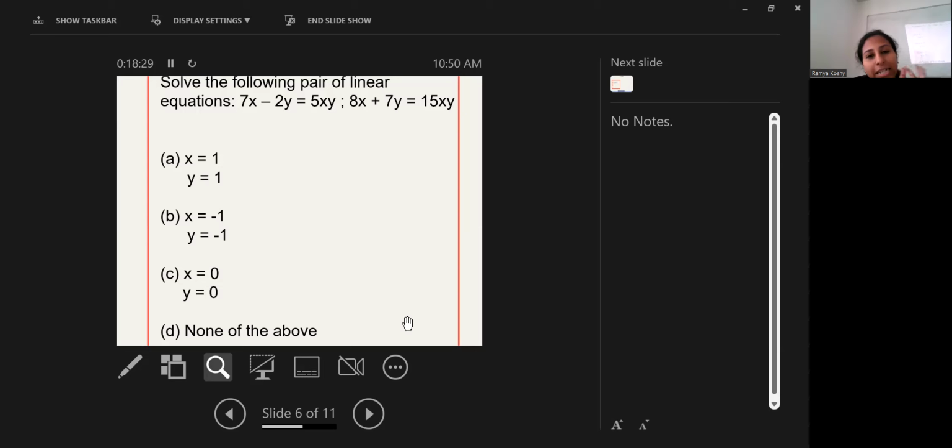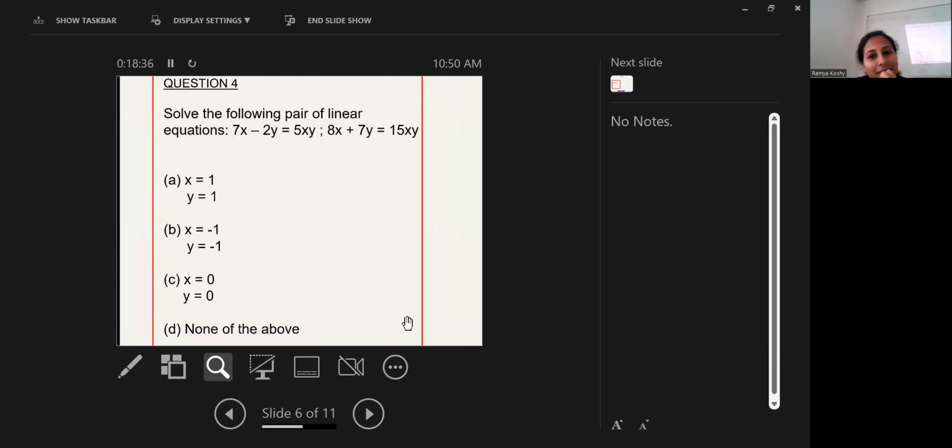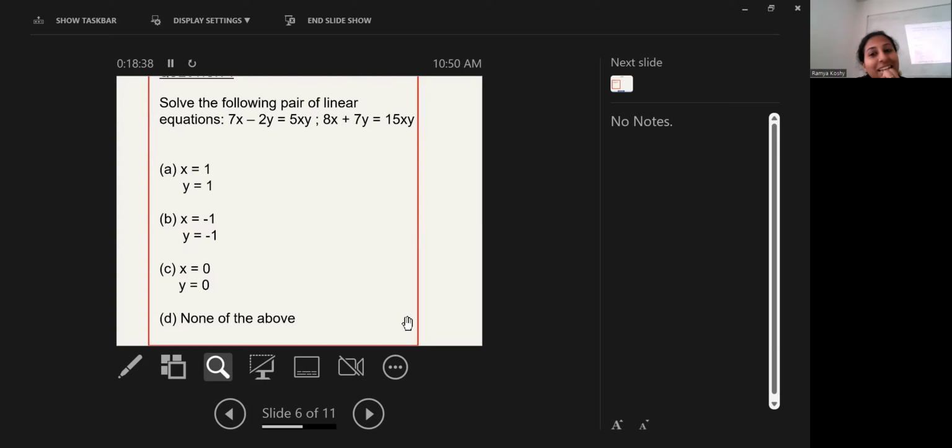If you get a linear equation solving question as an MCQ question, what is the easiest thing for you to do to answer? Substitute the values. Substitute the options. And first, you think logically which answers are possible over here.